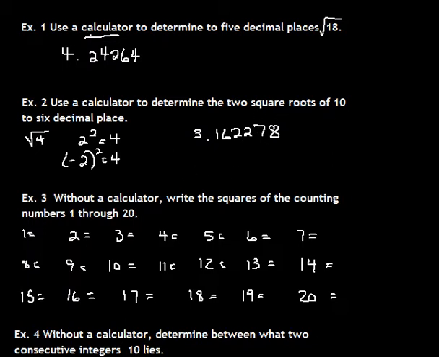Okay, example 3 is without a calculator, write the squares of the counting numbers 1 through 20. I'm not going to do all these, but without a calculator. So when it says write the squares, you're going to take the number times itself. So 1 times 1, 2 times 2 would be 4, 3 times 3 is 9, 4 times 4 is 16. You get the picture? 25, 36, 49.